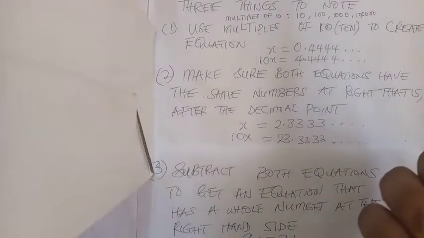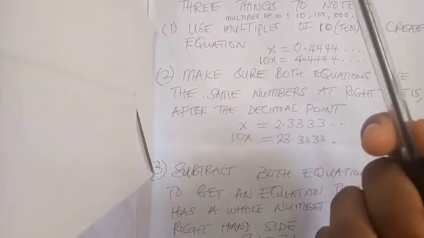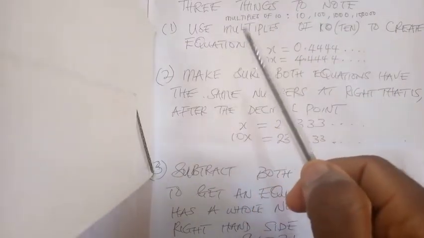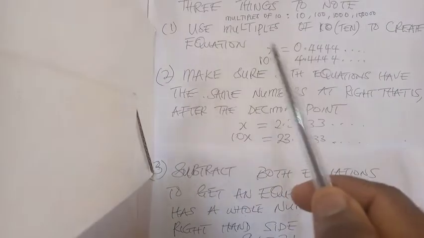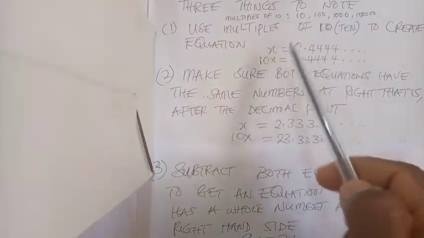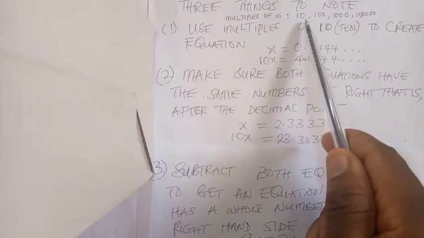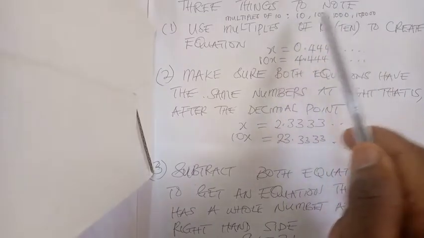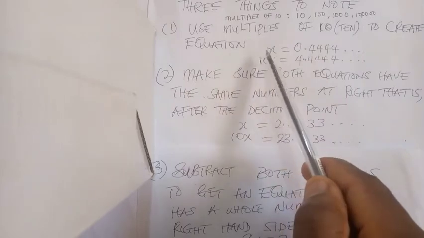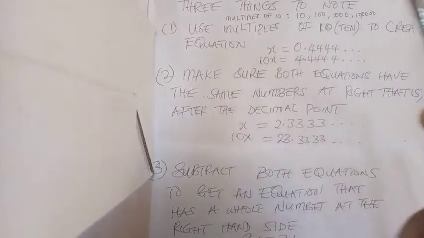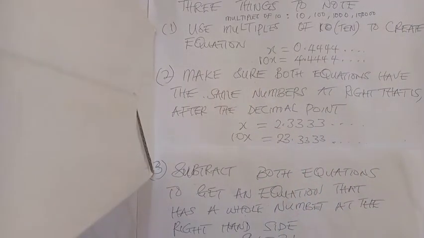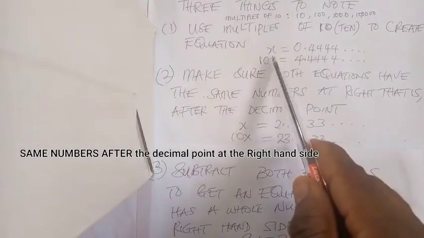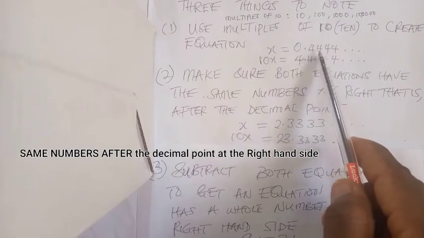If you've been following the previous video, which I really advise you to please watch before this, you observe that we have two equations. To generate the second equation, you have to use multiples of 10s. Multiples of 10s are 10, 100, 1000, 10,000. So the first trick is to use a multiple of 10 to create an equation such that the right hand side of both equations is the same thing.